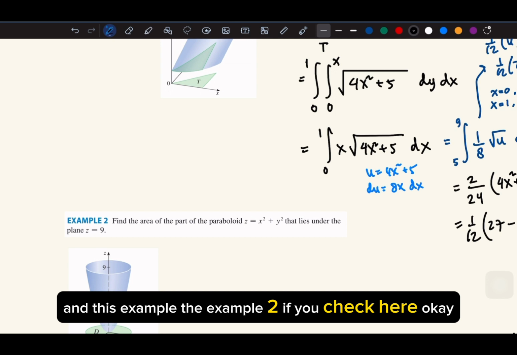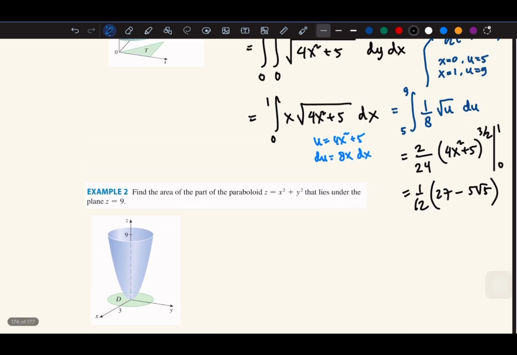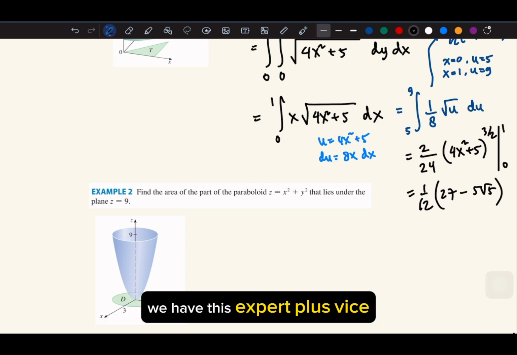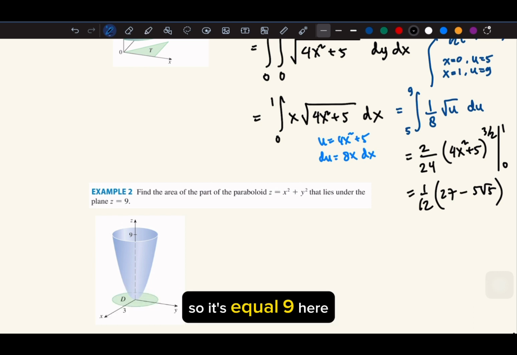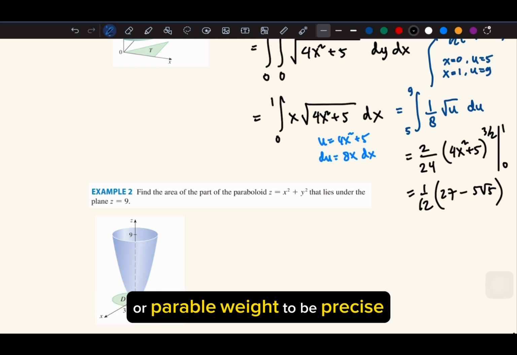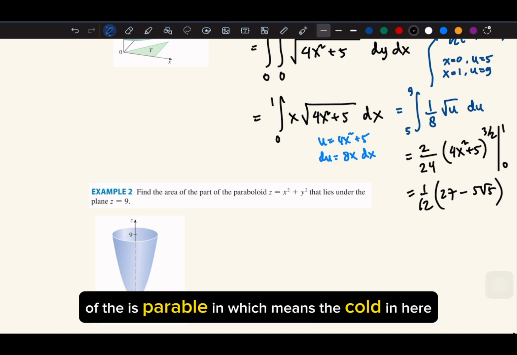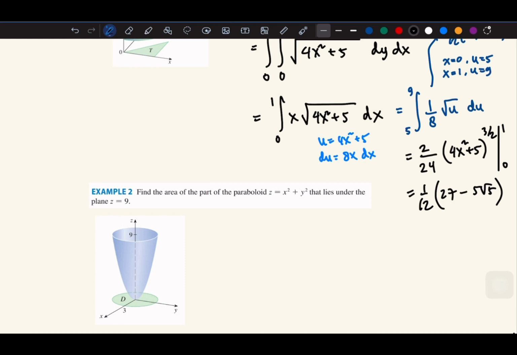And this example, the example 2, if we check here: find the area of the part of the paraboloid. We have this x squared plus y squared, that's our paraboloid, which lies under the plane z equal 9. So below z equal 9 there will be a parabola, or paraboloid to be precise. And we would like to know what will be the area of this paraboloid, the whole thing here.